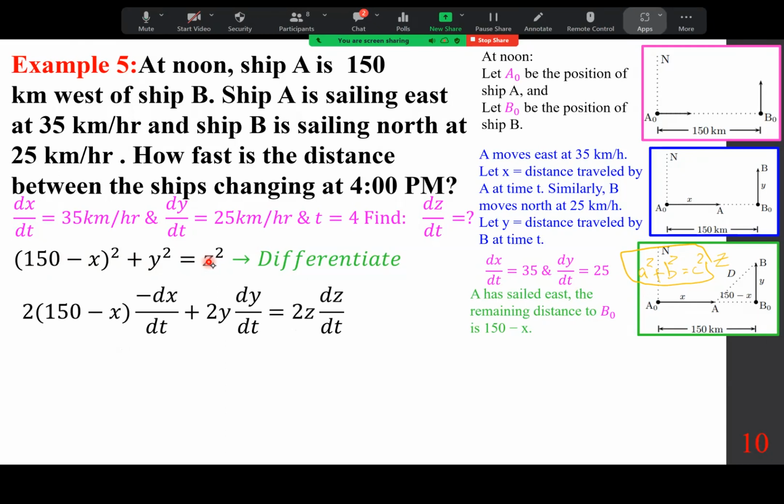So we are going to plug everything in accordingly to see what happens. Now, what are we plugging in? Well, we have dx/dt, dy/dt, but what is x, what is y, what is z? So now we go to the basic formula, d equals rt. At 4 p.m., X is 4 times dx/dt, 4 times 35. At 4 p.m., Y is 4 times 25.